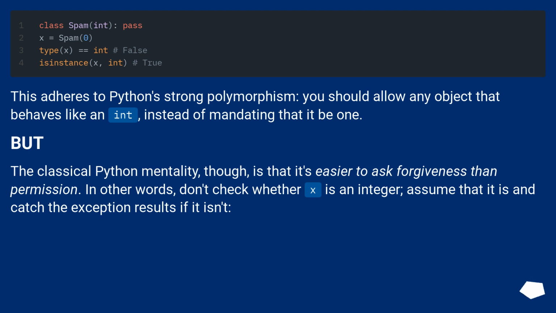But the classical Python mentality, though, is that it's easier to ask forgiveness than permission. In other words, don't check whether x is an integer, assume that it is and catch the exception results if it isn't.